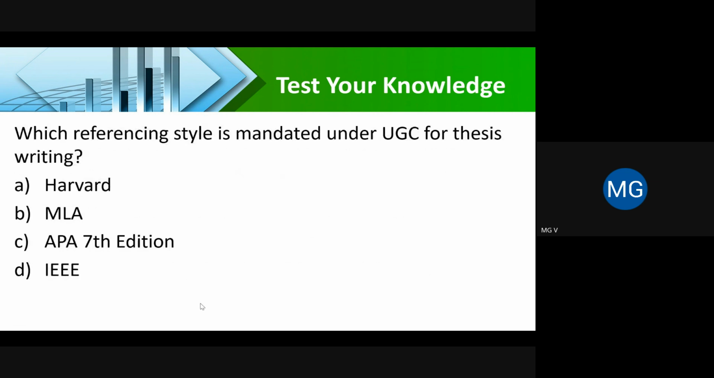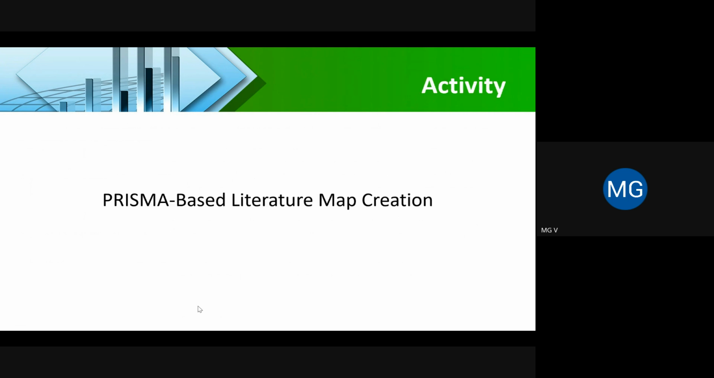Which referencing style is mandated under UGC for thesis writing in management? C. Right. It is APA 7th edition, or the latest edition, you can say. Full form of APA? American Psychological Association. Right. Thank you so much. So all of you remember.